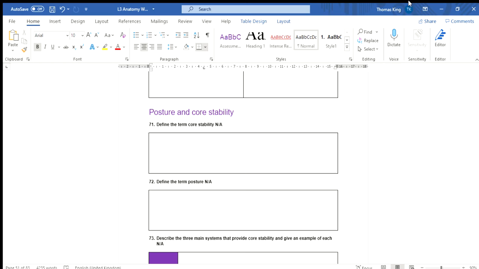Today we're looking at the posture and core stability section. So we're looking at roughly questions 71 through to 82. Now, we don't really need to do all of these, guys, but if in doubt, give it a crack. Make sure you put some good information in there.